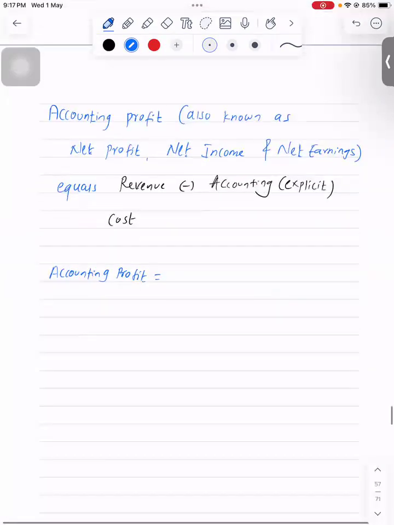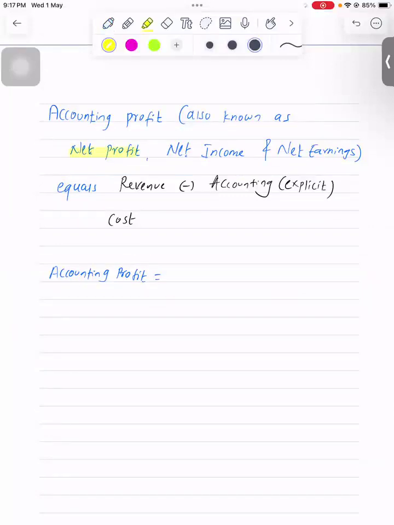Here you can read. Accounting profit is known as net profit, net income, net earnings. This we will learn in FSA, how to calculate. So revenue minus accounting cost is what? Accounting profit. Now this accounting cost is known as explicit cost. Do you know the meaning of the word explicit?